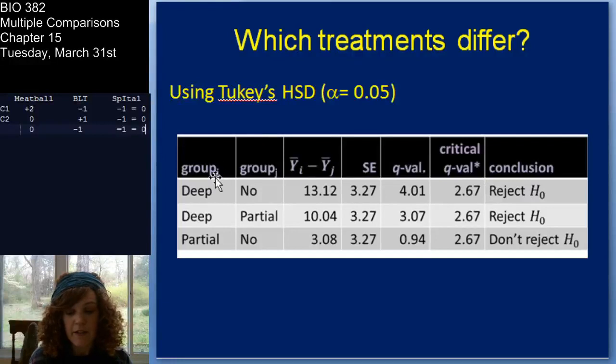Okay, deep shade and partial shade. Again, not as great, but you do have a difference because your Q statistic is greater than your critical value, so you reject the null. Okay, cool. And then here, partial shade versus no shade, there is no difference because this is smaller than your critical value. Okay, cool.